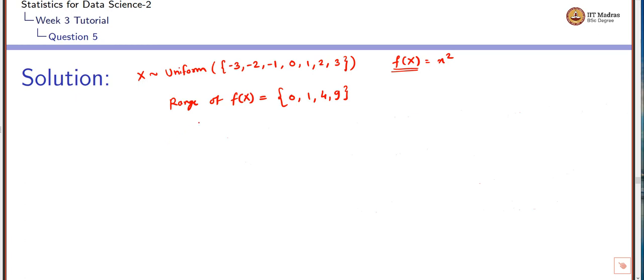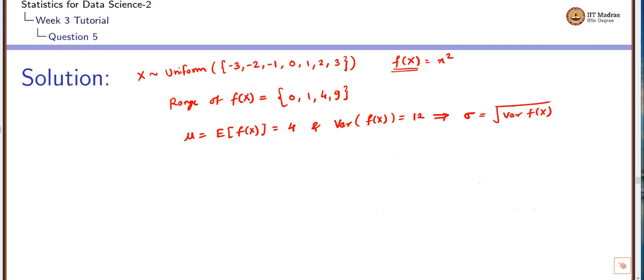First of all, we'll find the mean for f of x. We have solved this question previously. The mean of f of x, which is the expectation of f of x, is equal to 4, and we know that the variance of f of x is 12. From this we can easily find the standard deviation for f of x. It is the root of the variance of f of x, which is equal to root of 12, which is 3.4.